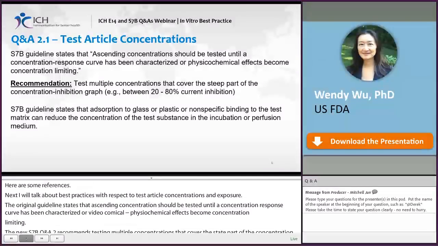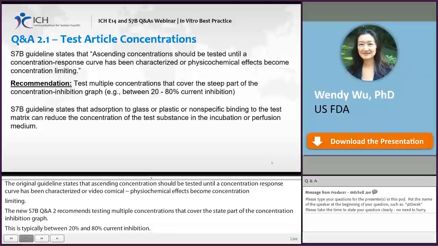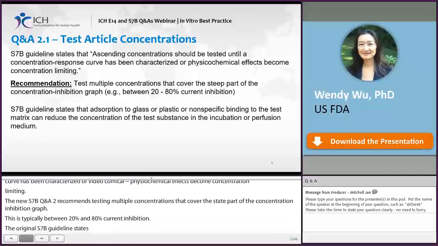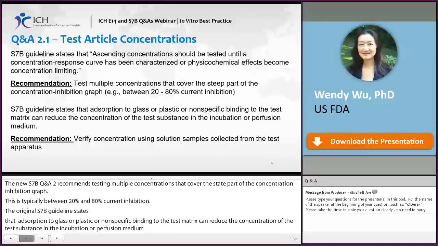The original S7B guideline states that adsorption to glass or plastic or non-specific binding to the test matrix can reduce the concentration of the test substance in the incubation or perfusion medium. The new S7B Q&A 2.1 recommends verifying concentration using solution samples collected from the test apparatus.